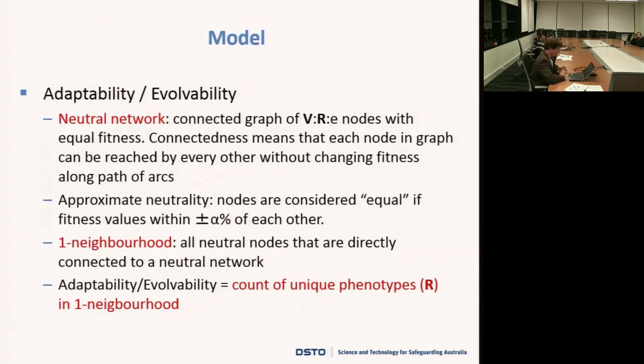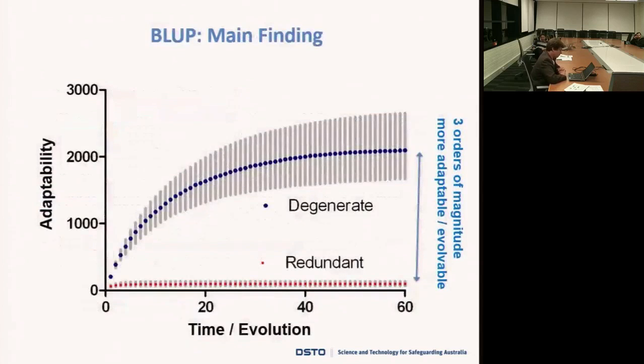Now you get the main finding here, namely if we compare a degenerate fleet with a purely functional redundant fleet, and I mean here fully degenerate, this adaptability measure, namely the size of your one neighborhood or the number of unique phenotypes in your one neighborhood, shows that degenerate fleets are orders of magnitude more evolvable than purely redundant fleets. And actually, in this particular case, I'm saying here 3 orders of magnitude.